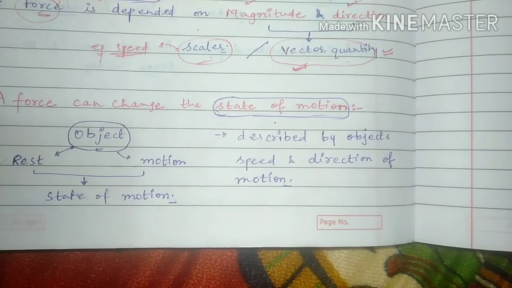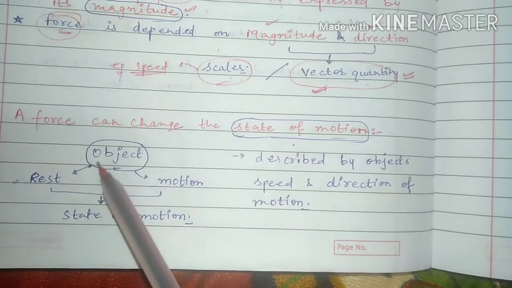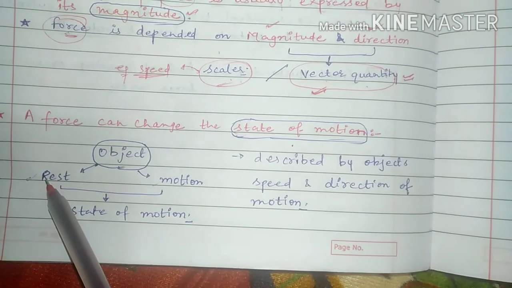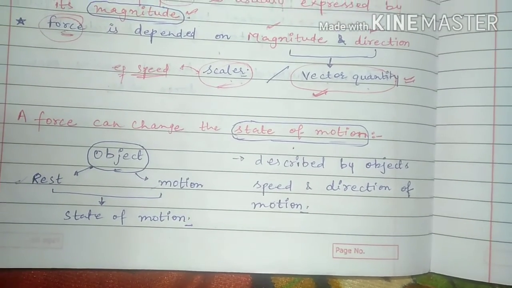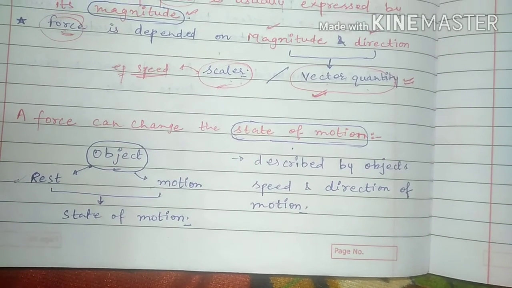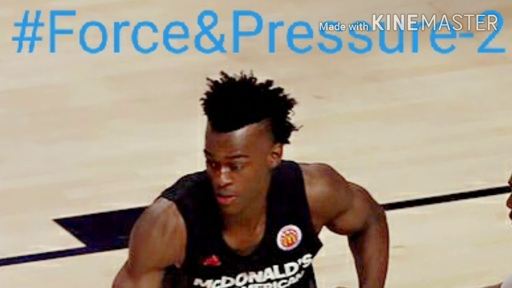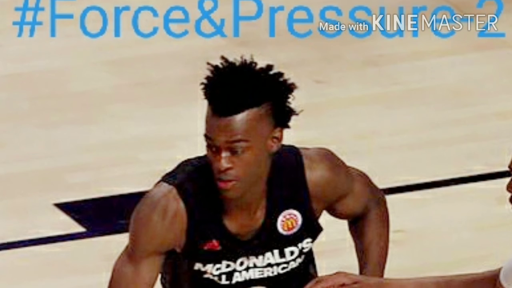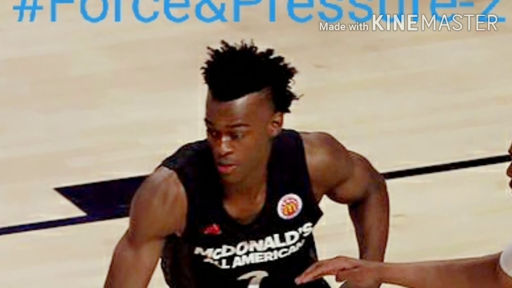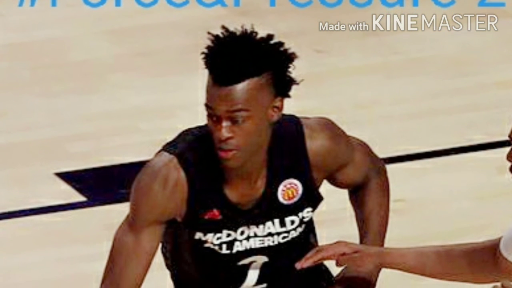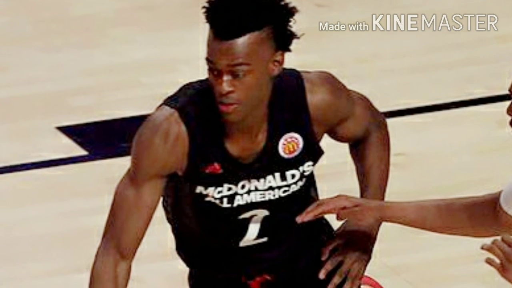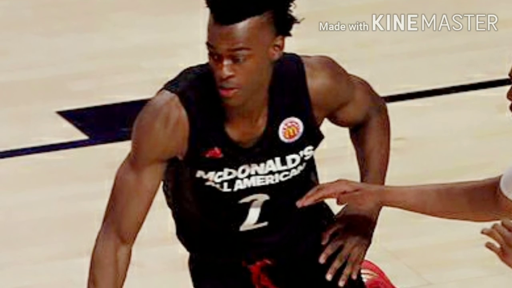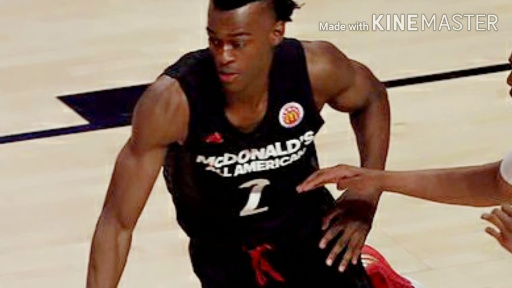An object has two types of state of motion: one is rest, another one is motion. Both are states of motion. For example, as you can see on the screen, one player is playing basketball, and through this basketball you can understand the state of motion and its property, that is speed.